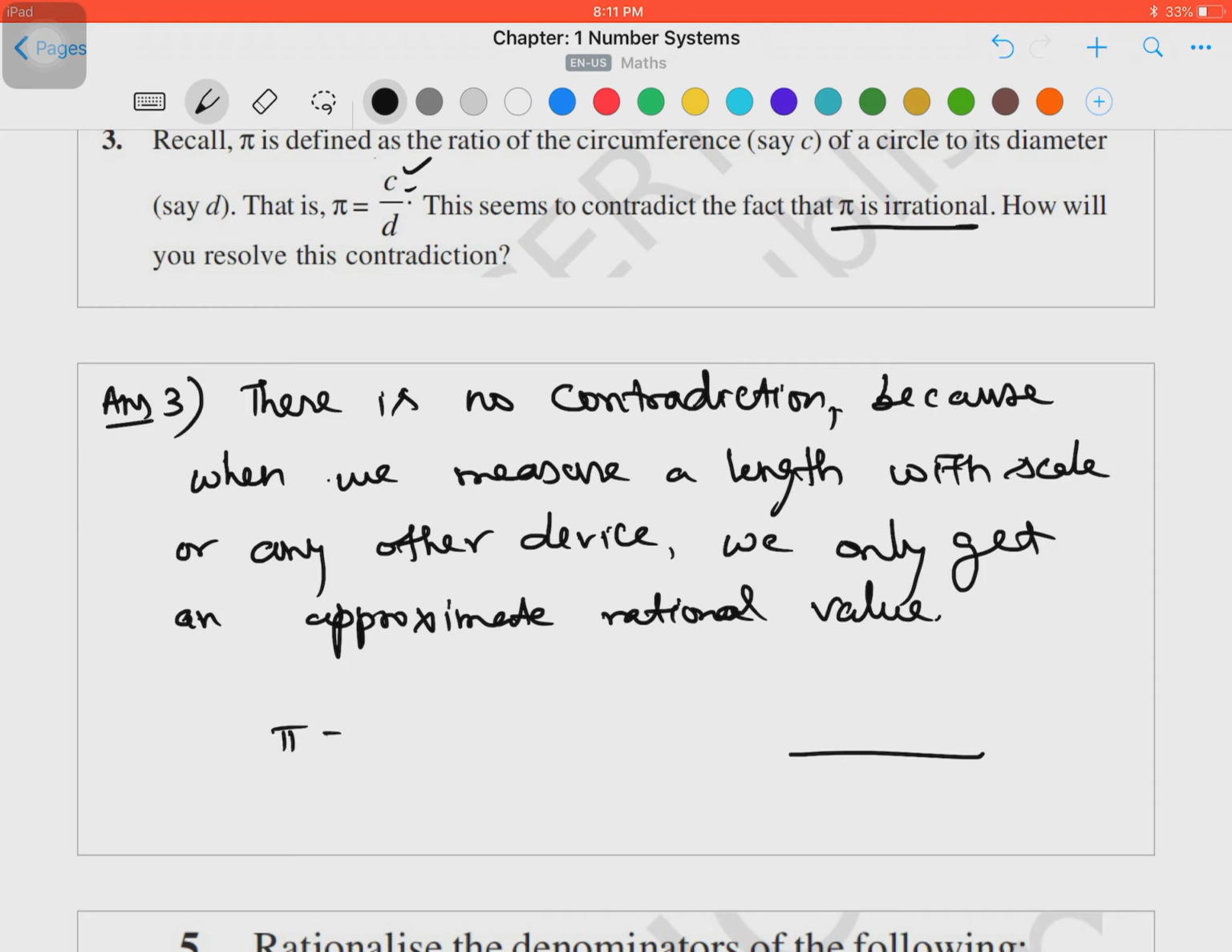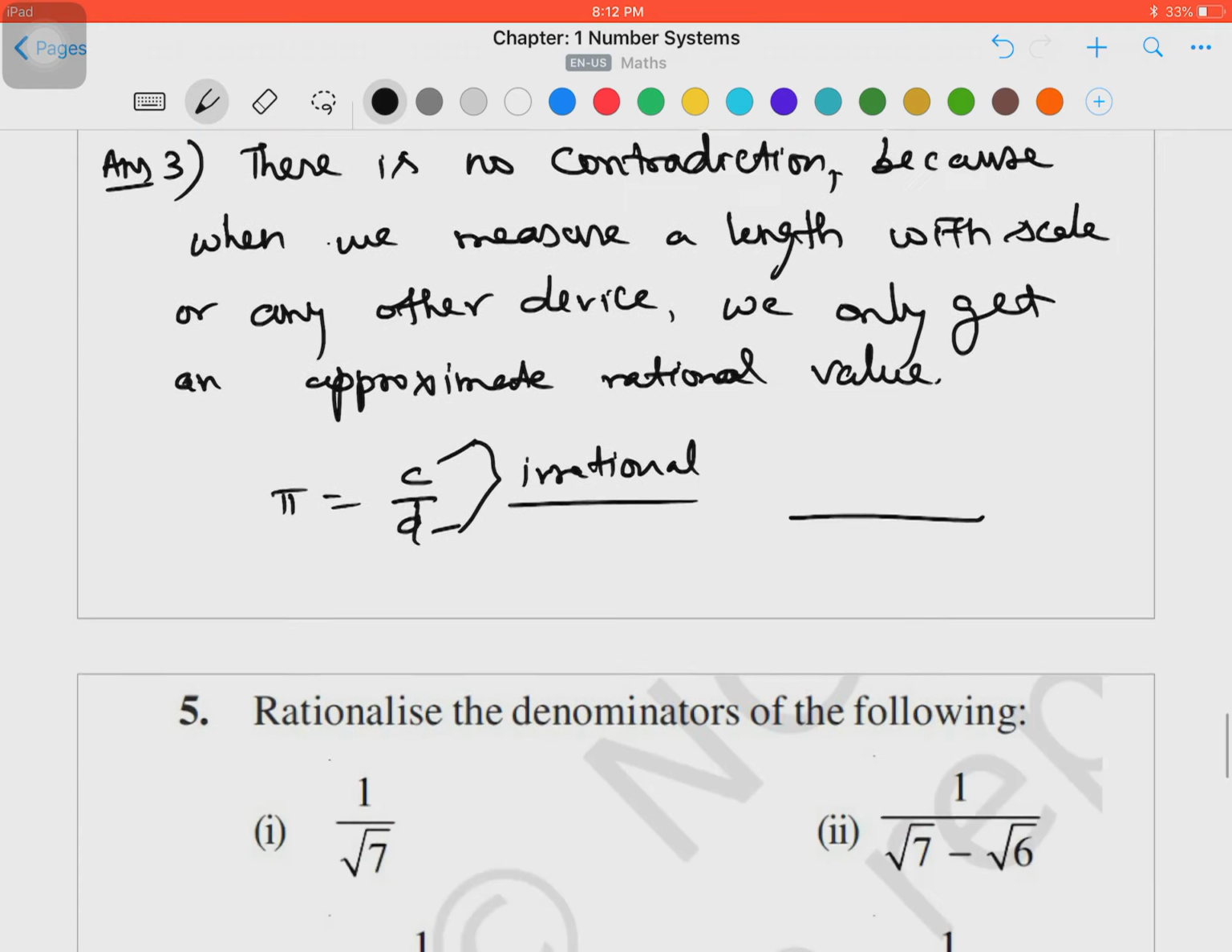So out of this, pi equals c by d, either this c or d is an irrational number, because we cannot measure them accurately. We always get an approximate rational value, but either c or d will be an irrational number which we cannot measure using a scale. That's why this contradiction may appear, but in actuality there is no contradiction. Okay, that's the answer of this question.